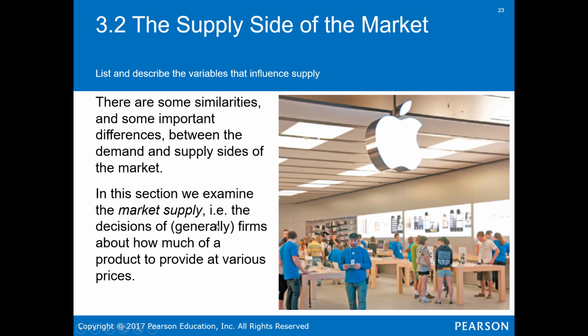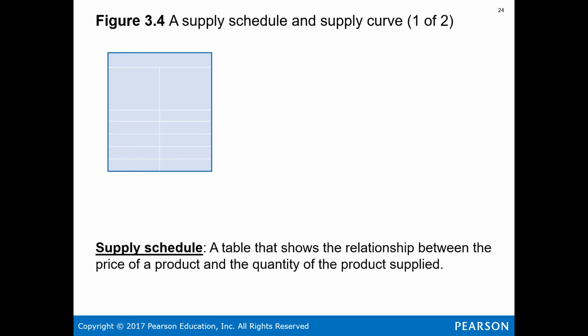There are some similarities and some important differences between the demand market and the supply market. In this section, we examine market supply, the decisions of generally firms about how much of a product to provide at various prices. So when you think about the answer to a supply question, I want you to think like a business owner, right? In demand, you're thinking like the consumer. In supply, you're thinking like a business owner.